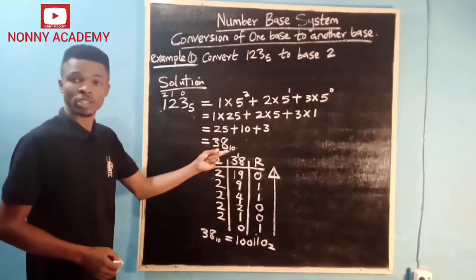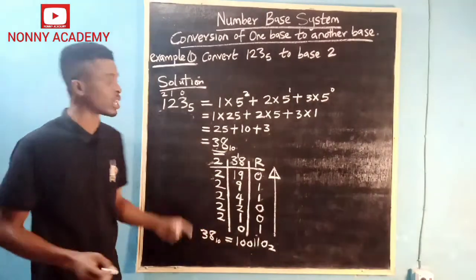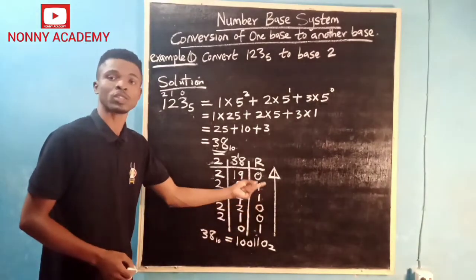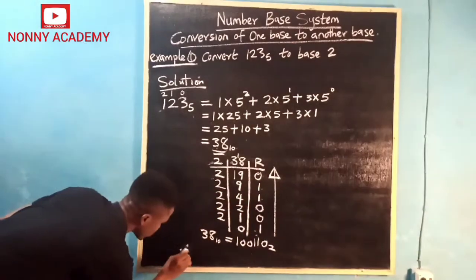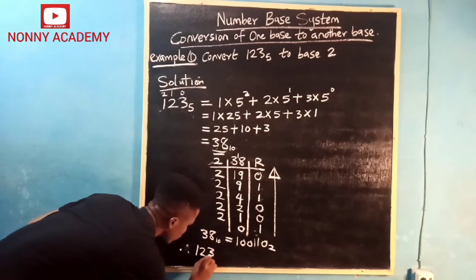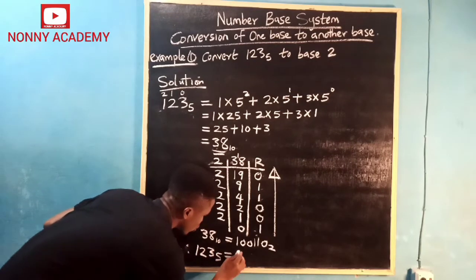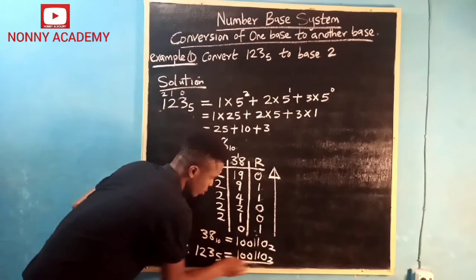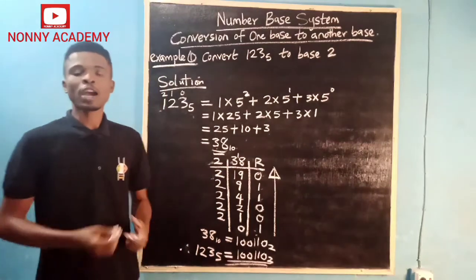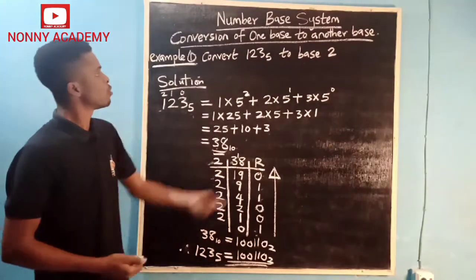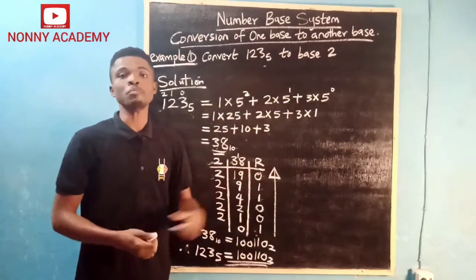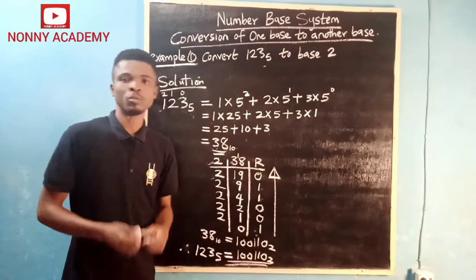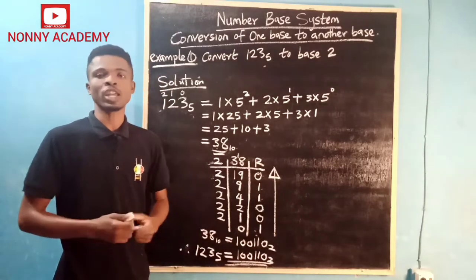Since this is equal to this, and this is equal to this, then automatically 123 base 5 is equal to 100110 base 2. And I'll have this. 123 base 5 will be equal to 100110 base 2. This is my final answer. Now I have successfully converted a number from base 5 to a number in base 2, which is 100110 base 2. Now let's take the second example.